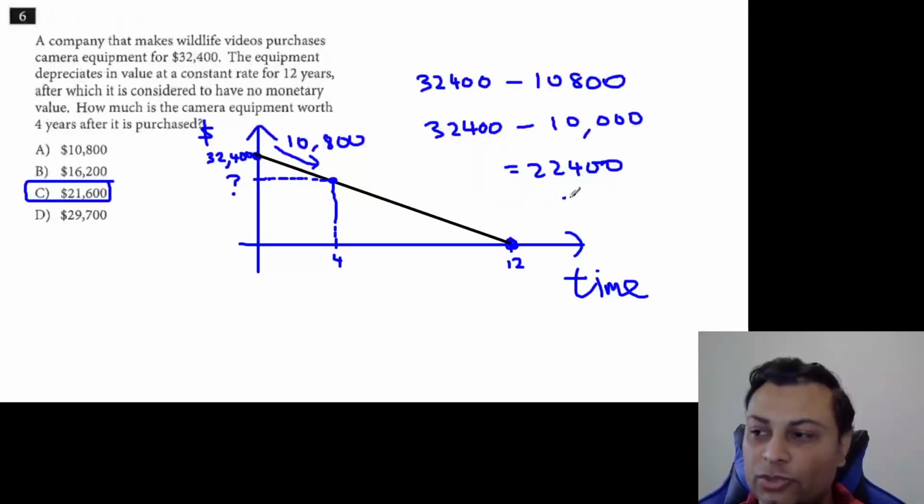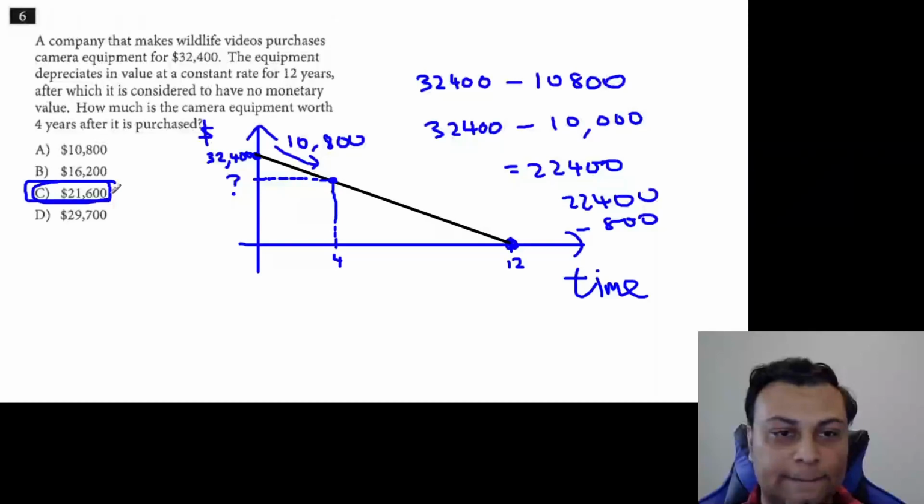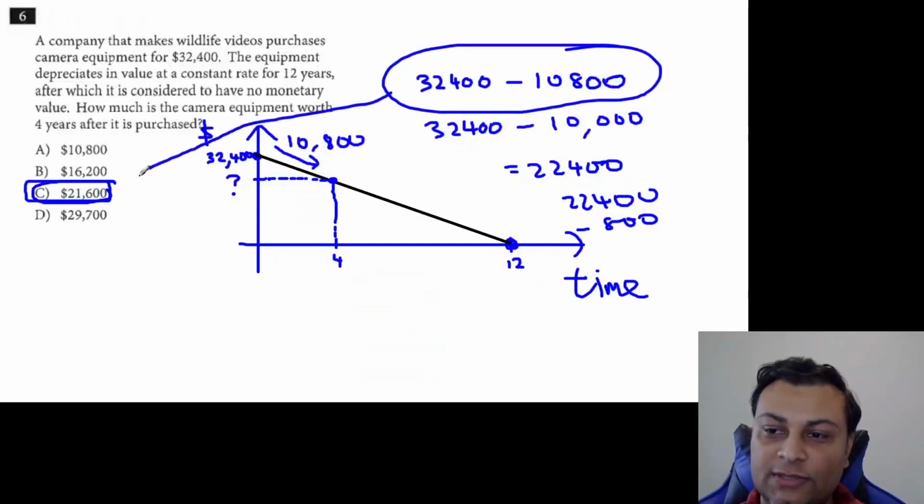Or you could do 22,400 minus 800, and you should get 21,600. Whichever way you're comfortable subtracting numbers, this will give you 21,600.